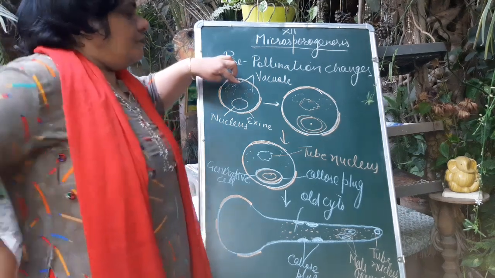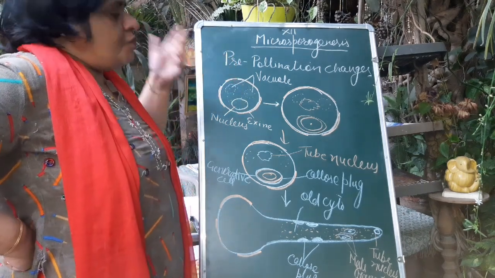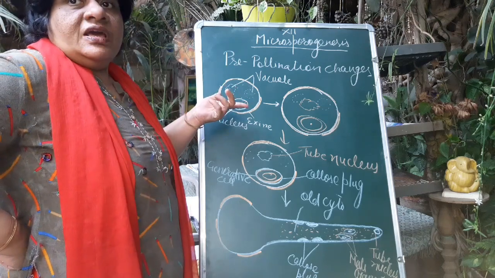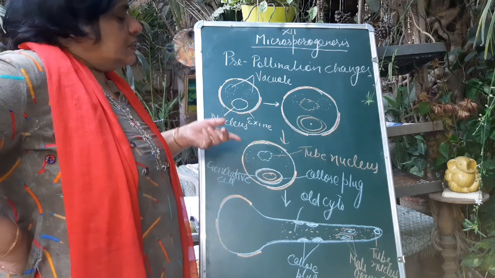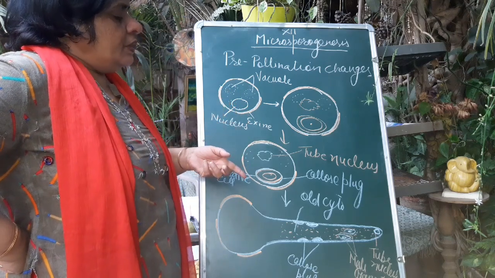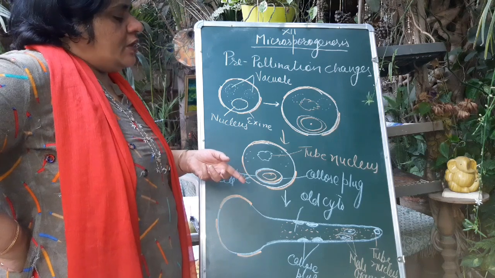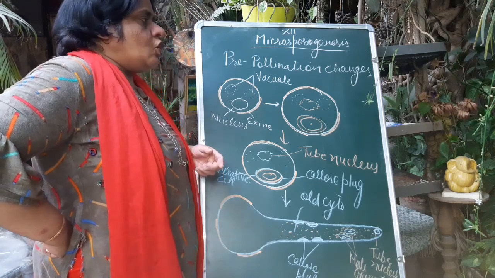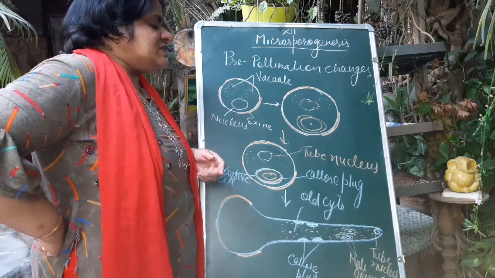First there is enlargement of pollen grain, division of nucleus into tube nucleus and generative cell, then division of generative cell into two male gametes, separation of active cytoplasm by inactive cytoplasm, that is vacuolated. Next we discuss in the next lecture.